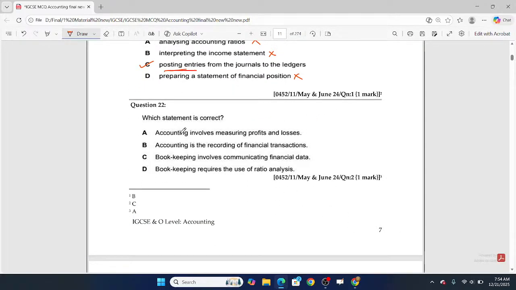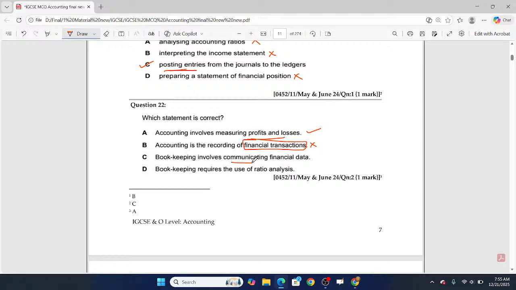Okay. Which statement is correct? Accounting involves measuring profit and losses. Of course, correct. Accounting is the recording of financial transactions? That's a bookkeeping item, not an accounting item, but bookkeeping is a part of accounting only. When we talk about accounting, it includes financial statement preparation also, not only recording. Only recording means bookkeeping.